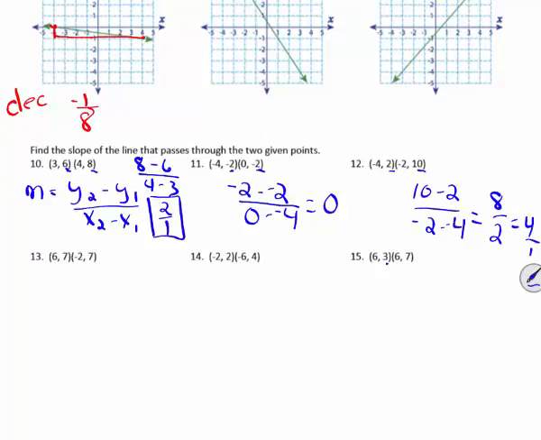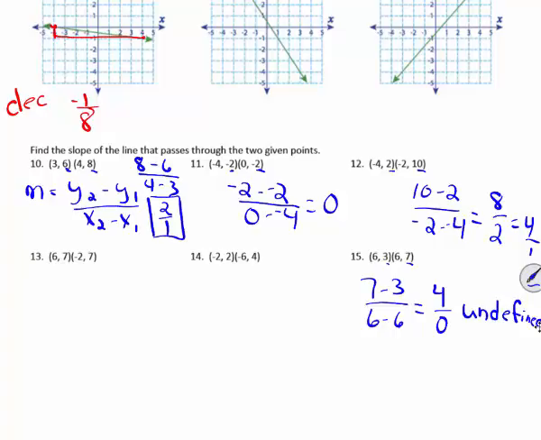So for 15, I have my y values, 7 minus 3, my x values, 6 minus 6. 7 minus 3 is 4, 6 minus 6 is 0. Well, you can never have 0 in a denominator, so this is undefined.